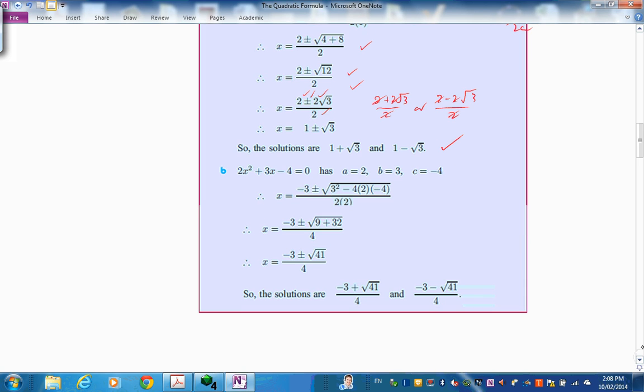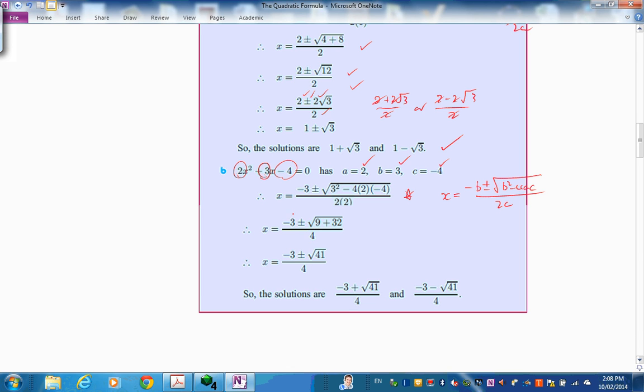Let's do another one. We can just go straight to the formula without trying to factorise if you like. Number in front of x squared is A. Number in front of x is B. Number down the end is C. Don't forget the -4. Then you carefully substitute those values in to the formula.